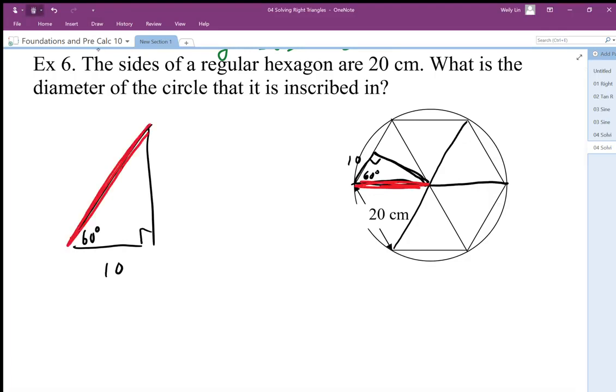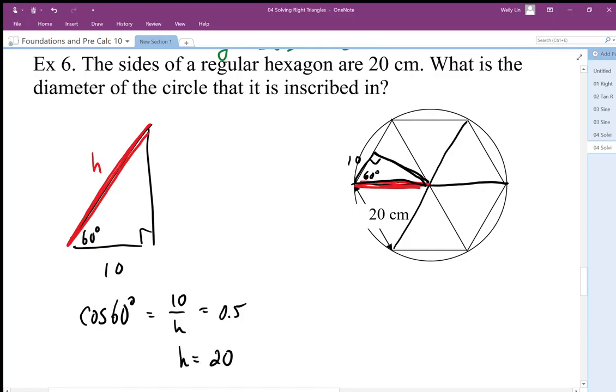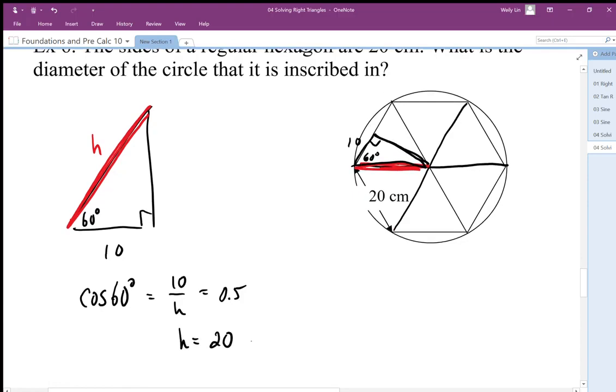Setting this up, I want to solve for the hypotenuse, and I have the adjacent side. Adjacent and hypotenuse are CAH, or cosine. So we know that cosine of 60 degrees is equal to the adjacent compared to the hypotenuse. Cosine of 60 degrees from my calculator gives me 0.5. Solving this algebraically, I get that my hypotenuse is equal to 20, which is what we kind of expected. We know that that red length is 20.